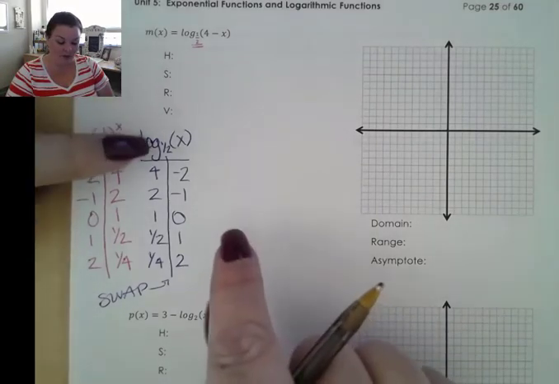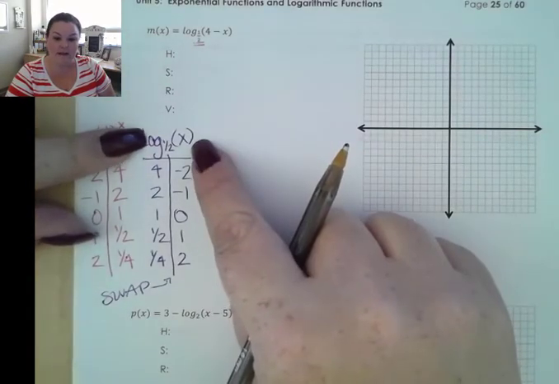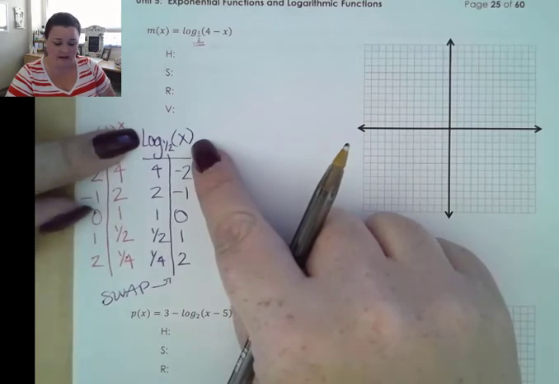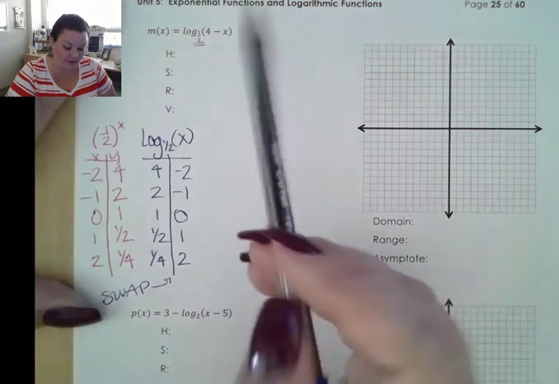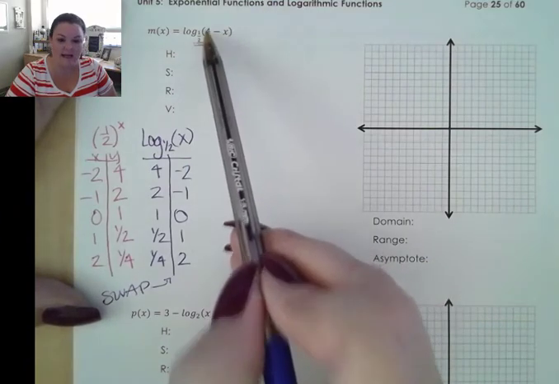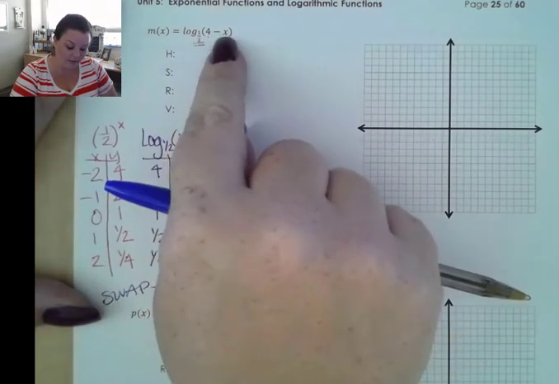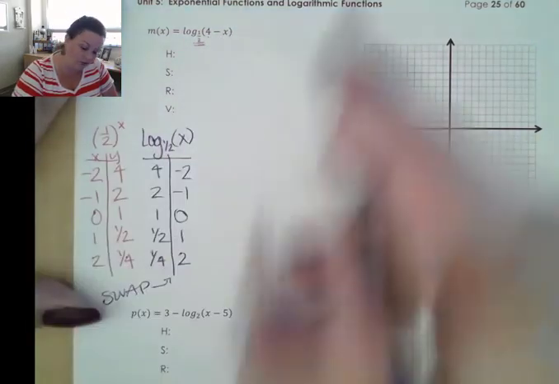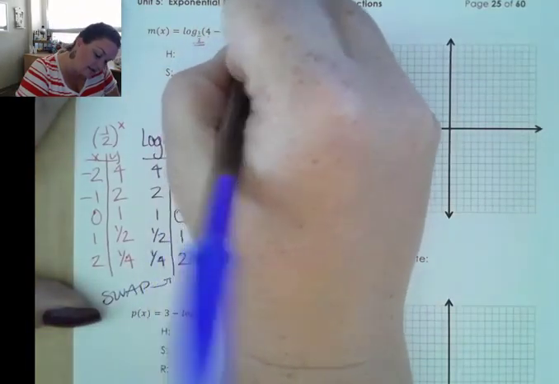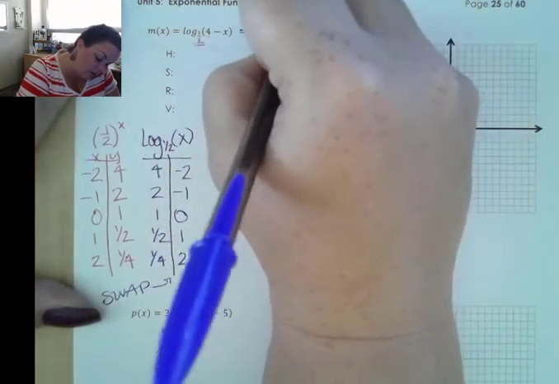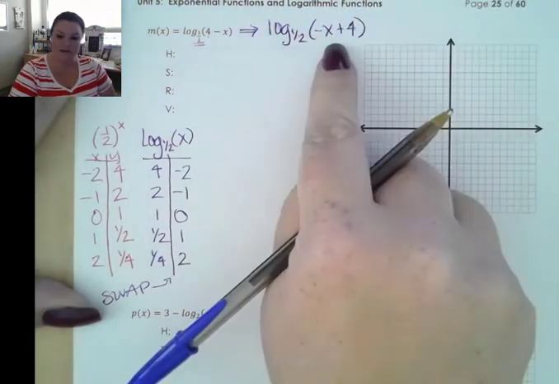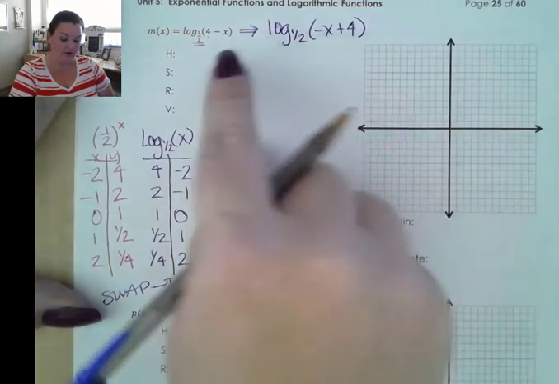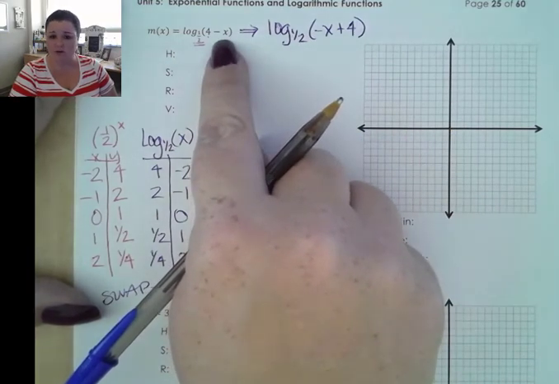Now I need to see what transformations have happened to make it go from just log base 1/2 of x to this. So I actually have two transformations. I have the negative in front of the x and I have the 4. Now normally we see the x written first, so if you want to, you could rewrite this. This is the same thing as log base 1/2 of -x plus 4. So if that makes more sense to you than writing it like this, that's totally fine.